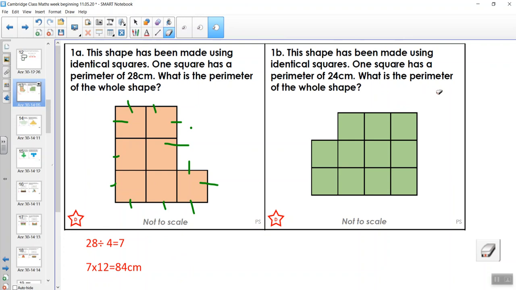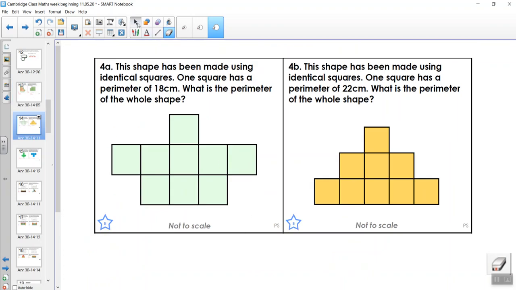Similarly here, it says they use identical squares and the perimeter of the square is 24 centimetres. So I'm hoping that you're able to do 24 divided by 4, which gives you 6 centimetres, and there were 14 edges to the shape.